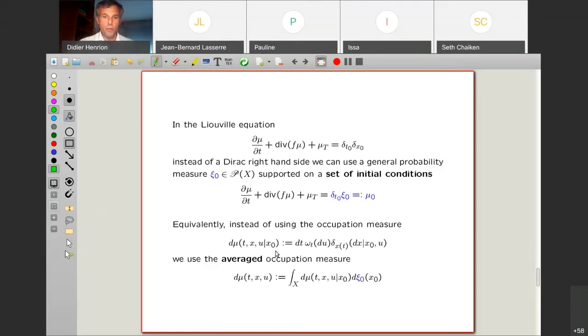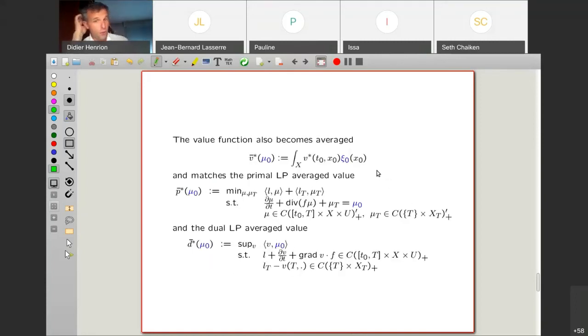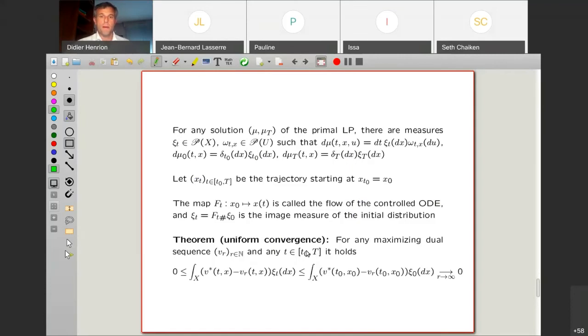So in terms of occupation measures, this is something we saw already last week. This will be the operation of averaging with respect to the distribution of initial conditions. So the average occupation measure will be defined like that. The value function also becomes an average, and so are the dual and the primal value in the LP formulation. So when I proceed like that, roughly speaking, I will get through this slide, which is a little bit technical, fast.